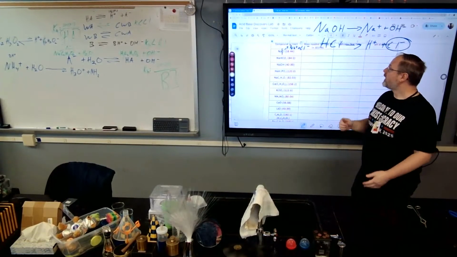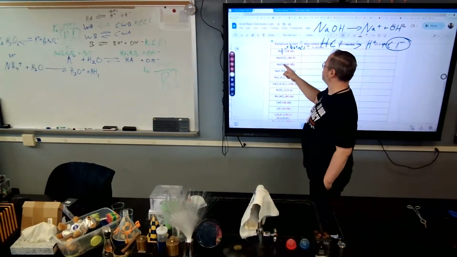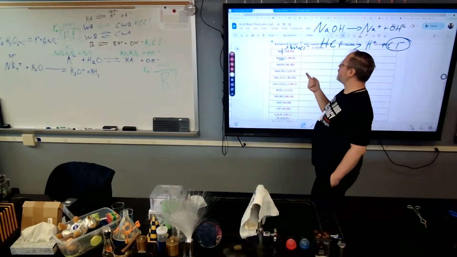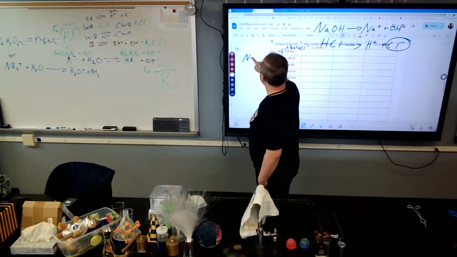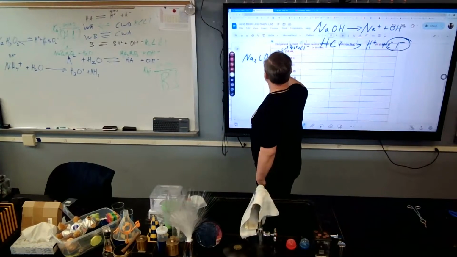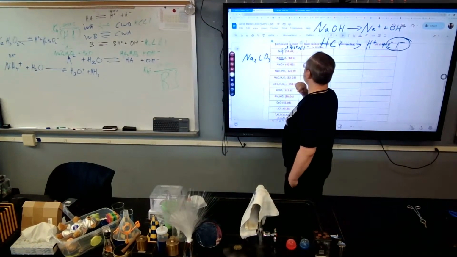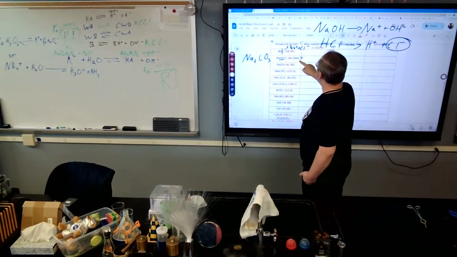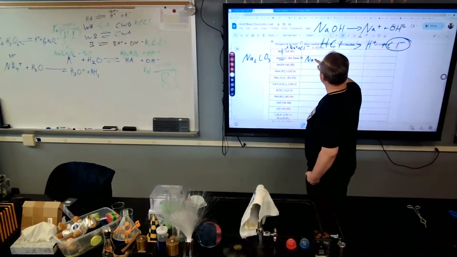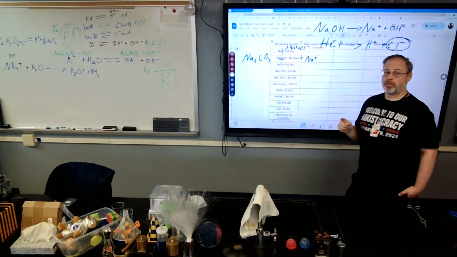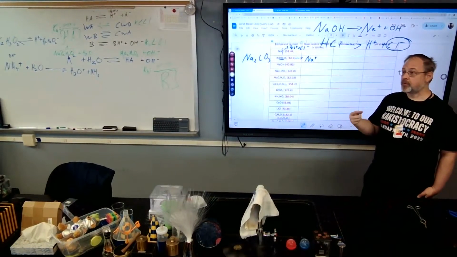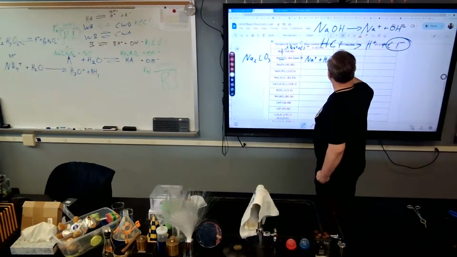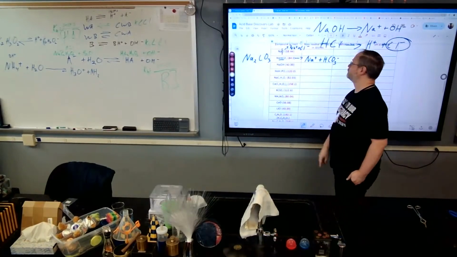Okay. Then we get to sodium bicarbonate. This is sodium bicarbonate. The bi means there's a hydrogen in there. Sodium carbonate is Na2CO3. So you think, what happens to sodium bicarbonate? Well, it splits into sodium, because sodium dissociates completely, and it leaves behind what's called the bicarbonate ion.